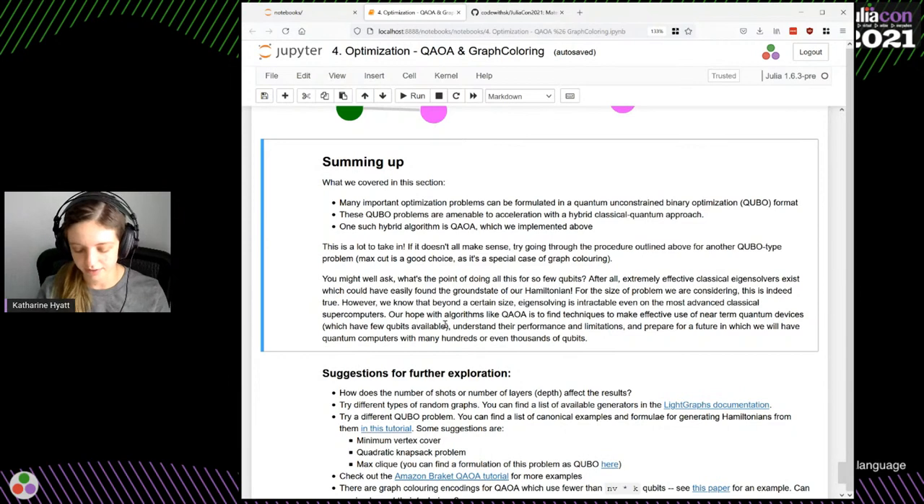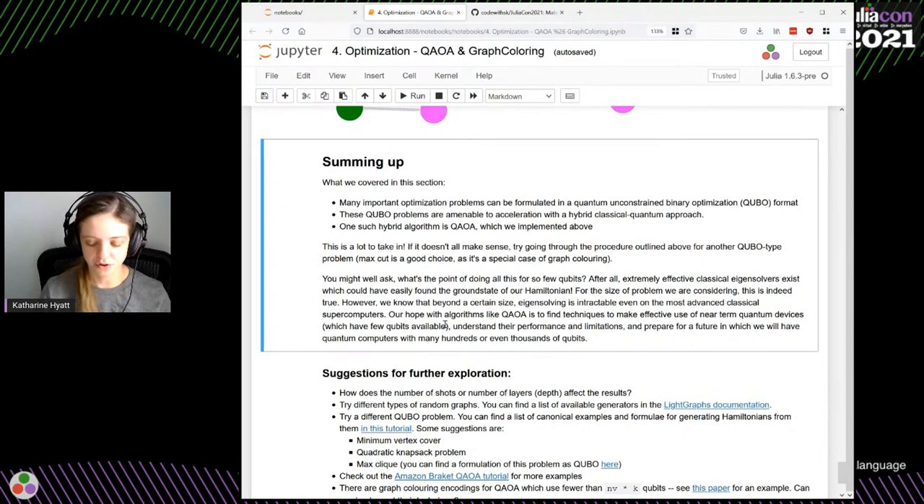So this field of looking at new quantum classical approaches is a very nascent or embryonic field. There's a lot of interest in using what we hope will be quantum devices with many hundreds or even many thousands of qubits to eventually do better than existing classical approaches for these optimization problems. But the operative word there is eventually. So this is a very active area of research.